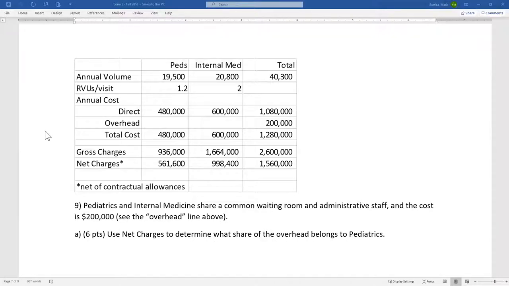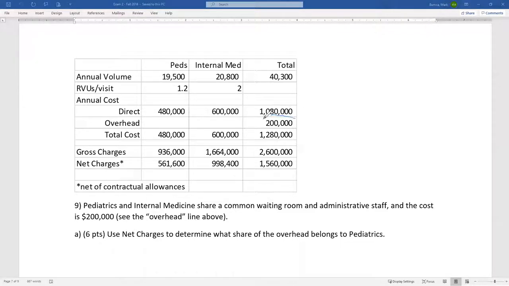pediatrics. So what do we need to know? Well, we're basically doing the same thing over and over. Four-step method. Cost pool, 200,000. Cost driver is going to be net charges. What are we going to use as our cost driver then? Total net charges, which is the 15.6. So we're going to divide 200,000 by 15.6.